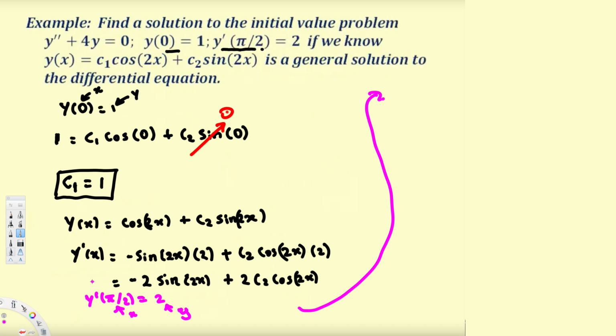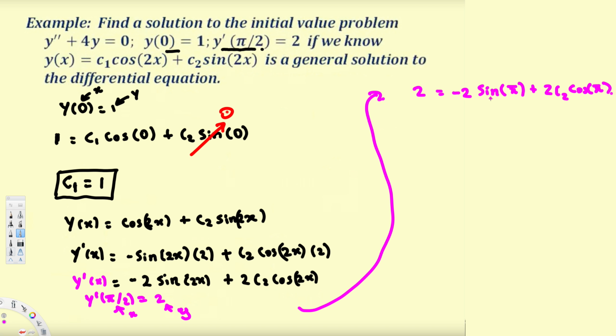Now let's continue this one right here. So y prime of x. So y prime of 5 by 2, we know that is 2. So let's plug 2 for this y prime, and 2 is equal to minus 2 sine 2x. For x value we are taking 5 by 2, right? So 5 by 2 times 2, that's going to be just 5. So this is going to be sine 5 plus 2 times c2, and cos 2x again, 2 times 5 by 2, that's going to be 5. So this is going to be cos 5, right?